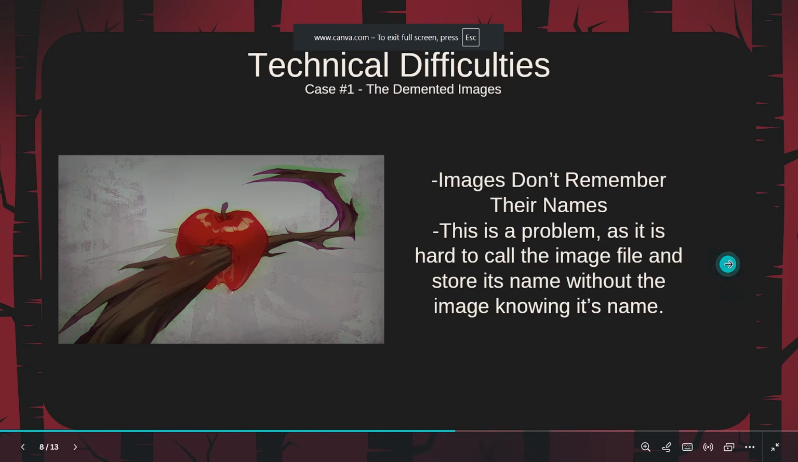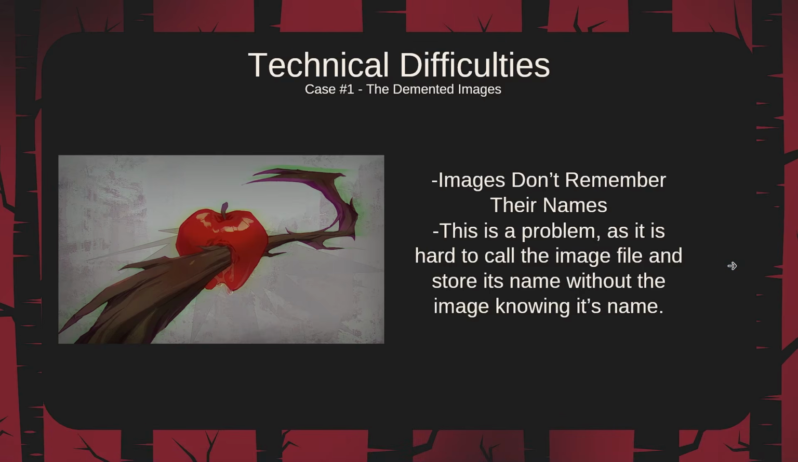Alright, now let's go ahead and talk about the technical difficulties. So we have two technical difficulties here. Case number one is what I call the demented images. Images themselves don't actually remember their names. So whenever you call them, they'll just load the image file, and then the names are just gonna disappear. Obviously it's a problem, because if I don't know the name of the image file, how am I supposed to call it? How am I supposed to store it?